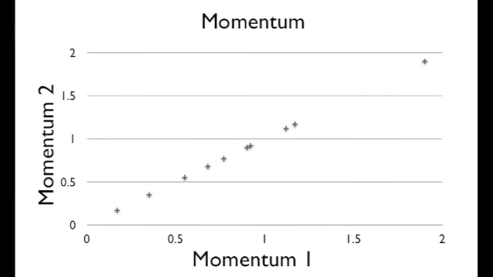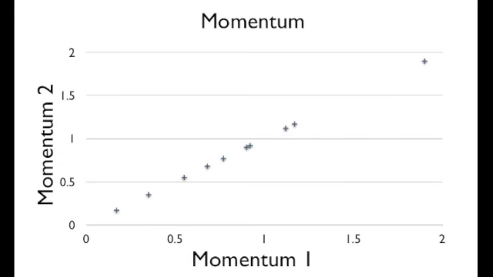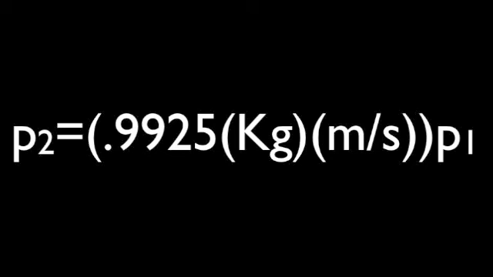We graphed our data and found that momentum 1 was directly proportional to momentum 2. From looking at the graph, you would think that the equation would be momentum 2 equals 1 times momentum 1. But look at what we actually got as our result. The equation we got was momentum 2 equals 0.9925 kilograms times meters per second times momentum 1.